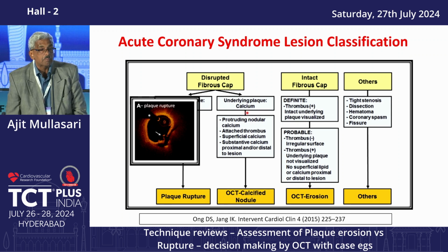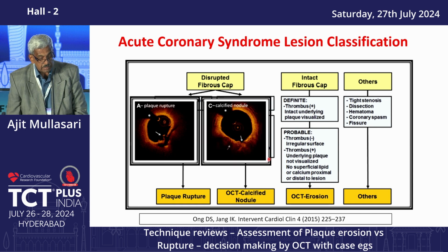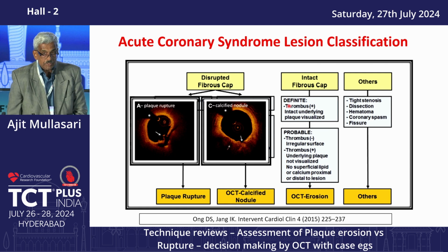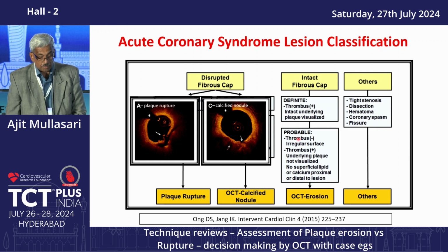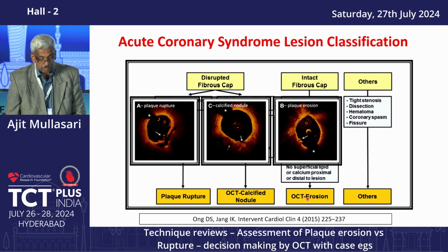Then there is an underlying plaque, but that is calcium, and this protrudes into the artery and creates a problem. And this is how that looks. That's the calcium, and the thrombus forms on that. And there's a third group, a very small number of patients, about 2 to 3%, who have an intact fibrous cap with thrombus, with an underlying plaque, which is called a definite plaque erosion, and a probable thrombus plus an irregular surface, which is called a probable erosion.